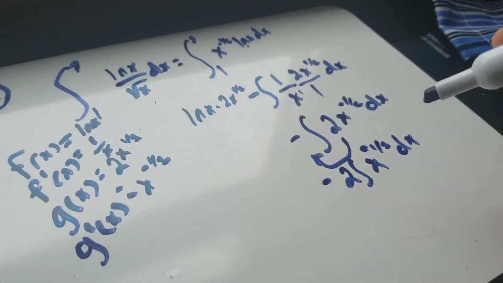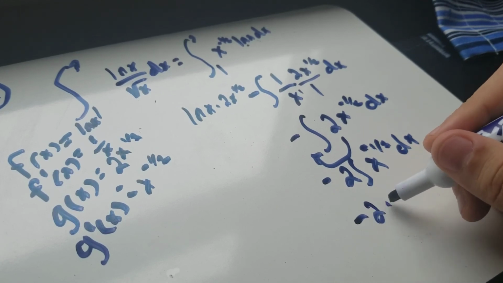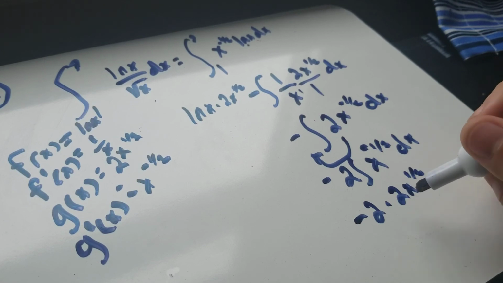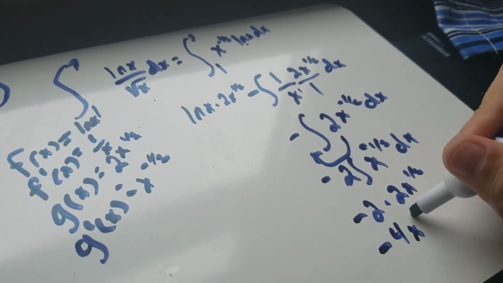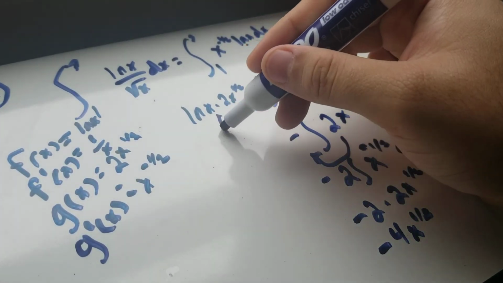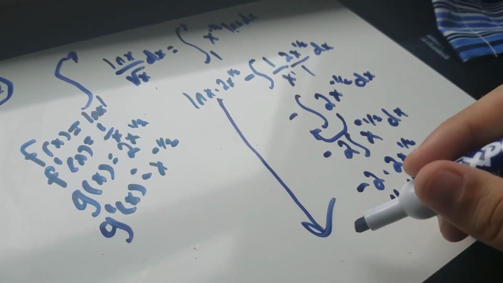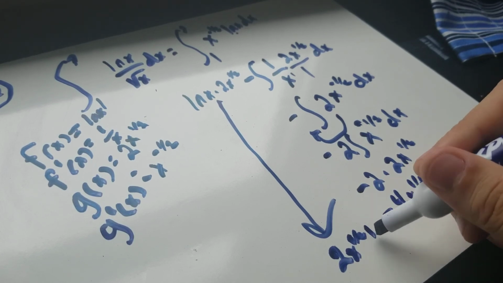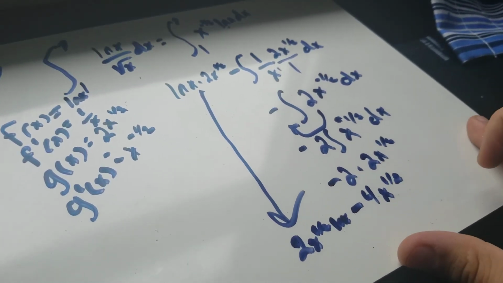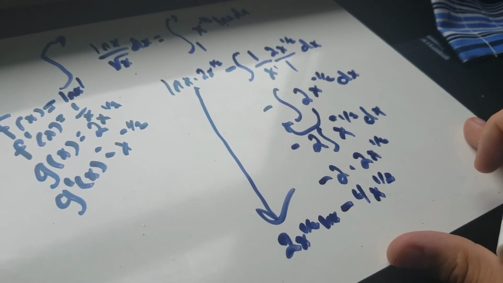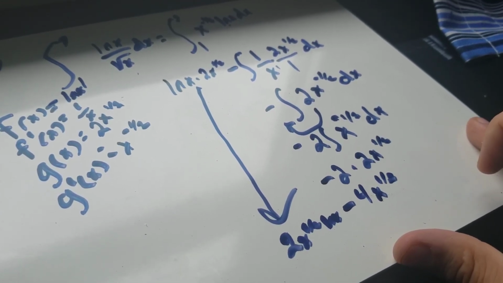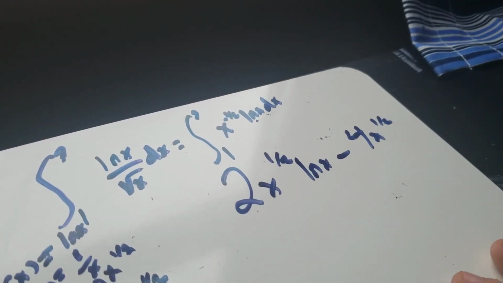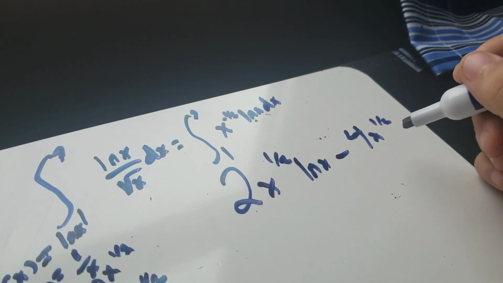Anti-derive that, I actually already know what that is. So negative 2 times 2x to the half power. So we got negative 4x to the half power. And then this original guy over here hasn't changed: 2x to the half power ln x. Okay, so keep that in mind. I'm going to pause and rewrite something. All right, now it's all rewritten, a little bit bigger and neater.